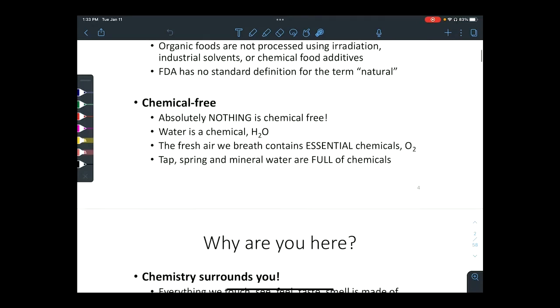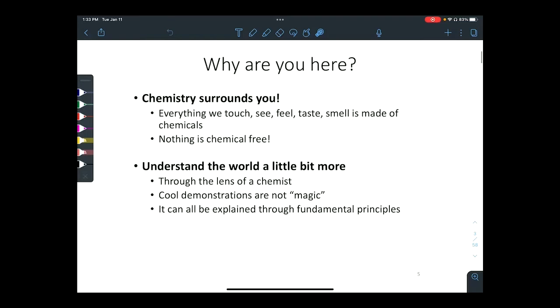So do recognize that. So why are you here? Again, chemistry surrounds us and makes up everything around us. And really my goal here within this course is to help you look at the world through the lens of a chemist.